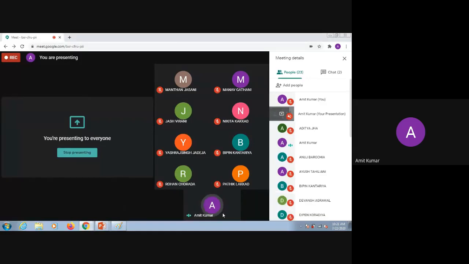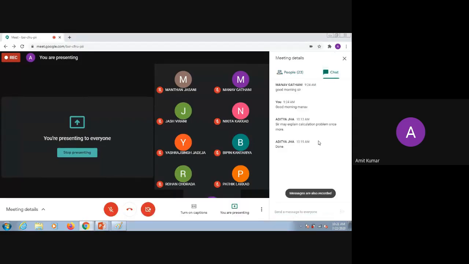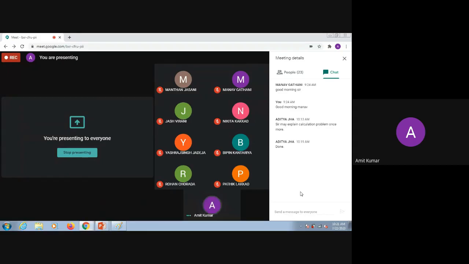You have learned this in the subject. In the multiplexer, if your selection line is 0, what will be your output? Tell me quickly. Manthan, Manav, Jash.